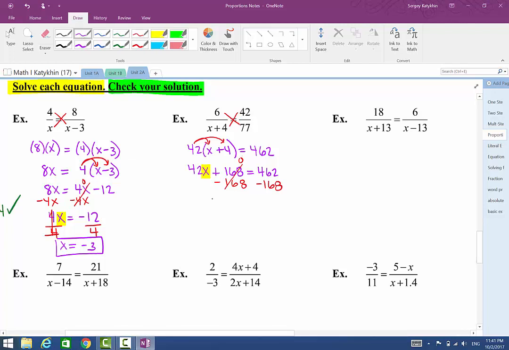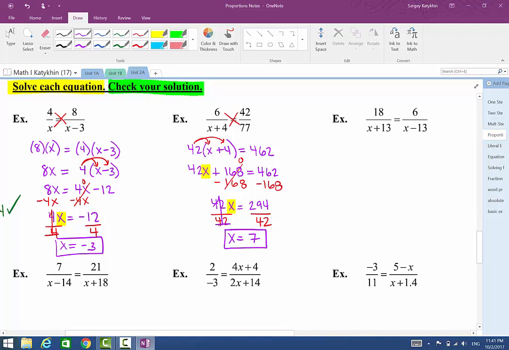So we get 42x is equal to 294. Again, to get x by itself, since it's being multiplied by 42, to undo multiplication, we're going to divide by 42 on both sides. Now notice 42 divided by 42 gives us 1. And so when you take 294 and you divide by 42, you get 7. So our answer is going to be x is equal to 7.